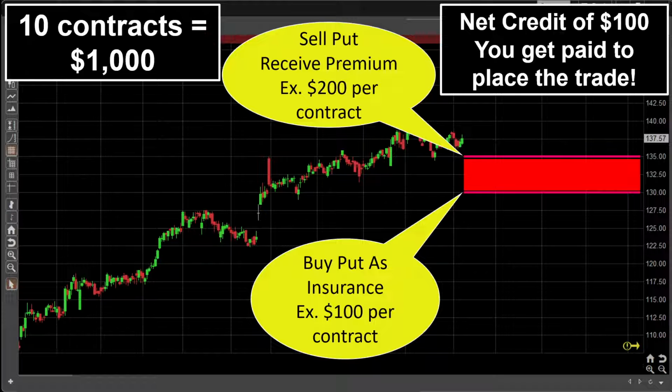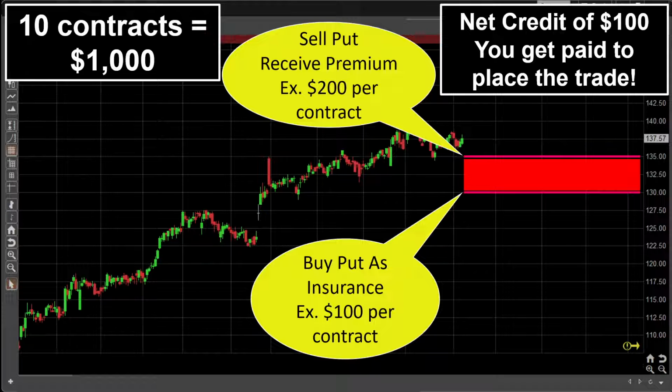Now, theoretically, here's what could happen. It's never happened to me, but theoretically, here's what could happen. Let's say the stock opens up at $100 a share, had a big, huge drop. Your obligation is forced upon you, and now you have to buy the stock for $135. That put that you bought as insurance gives you the right to sell it to someone else for $130. It doesn't matter if the stock's trading at 5, 10, 15, or 100. You have the right to sell that stock to somebody else for $130. You've only lost $5 on that position. That's the beauty of trading with insurance.